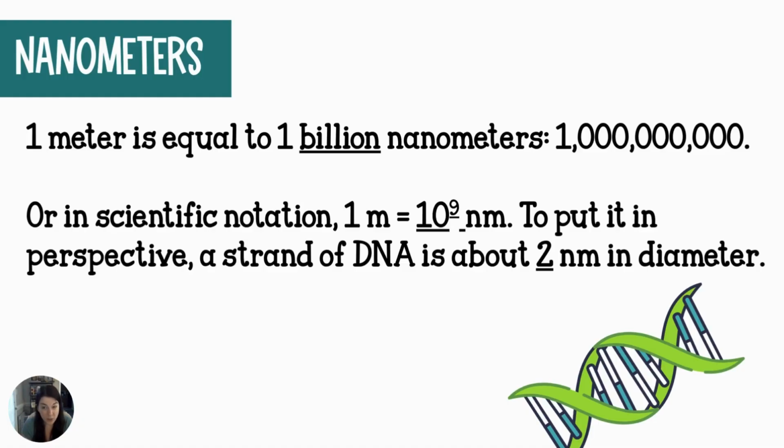So, nanometers. Nanometers are itty bitty. They represent 1 billion nanometers, and in scientific notation, that would be 10 to the ninth nanometers is 1 meter. Just to put it into perspective, a strand of DNA is about 2 nanometers across. So that can kind of help you. We're reading wavelengths that are 750 nanometers.